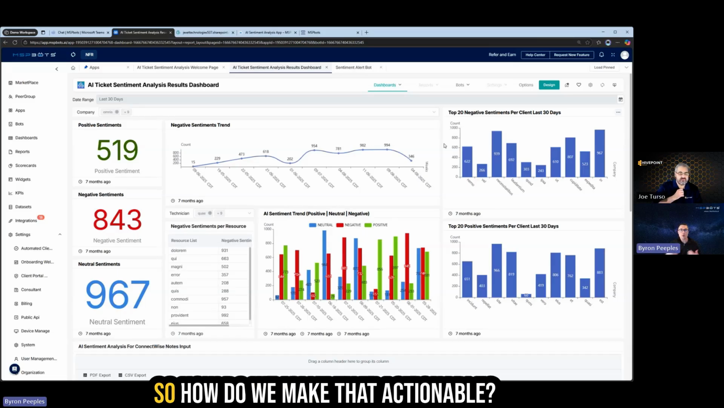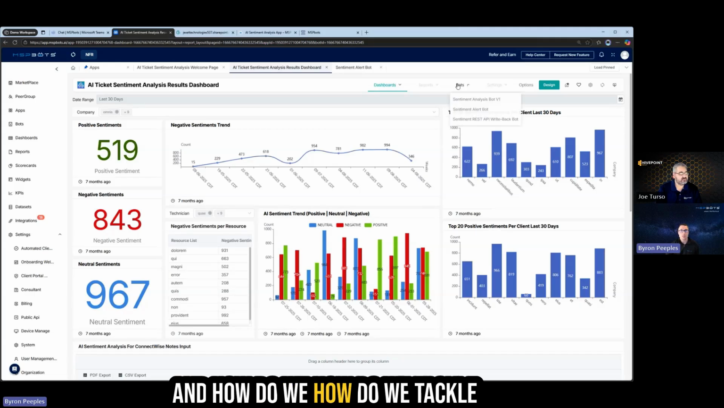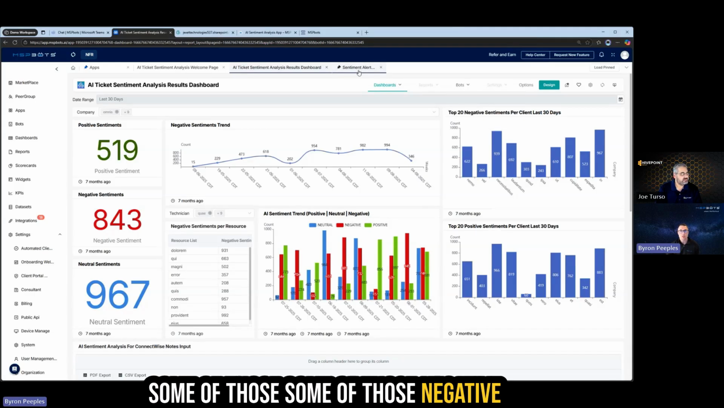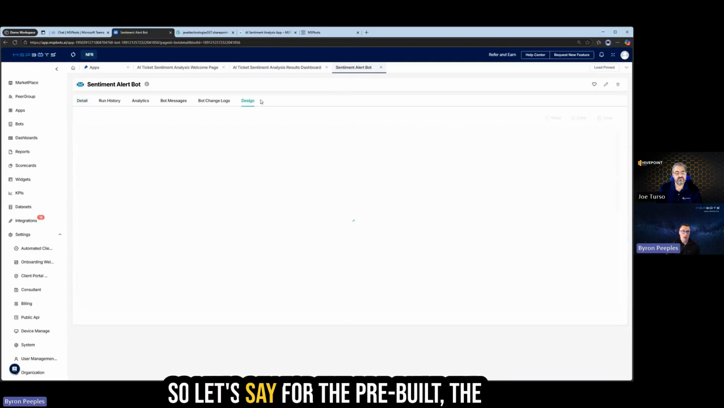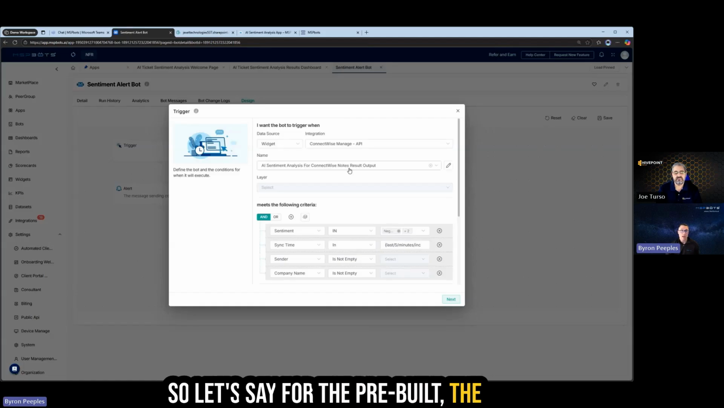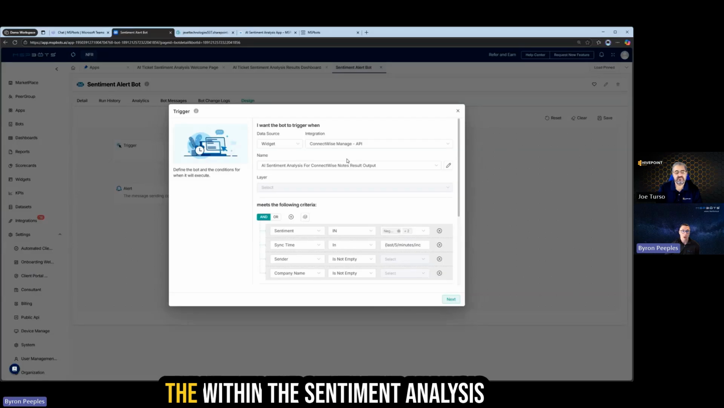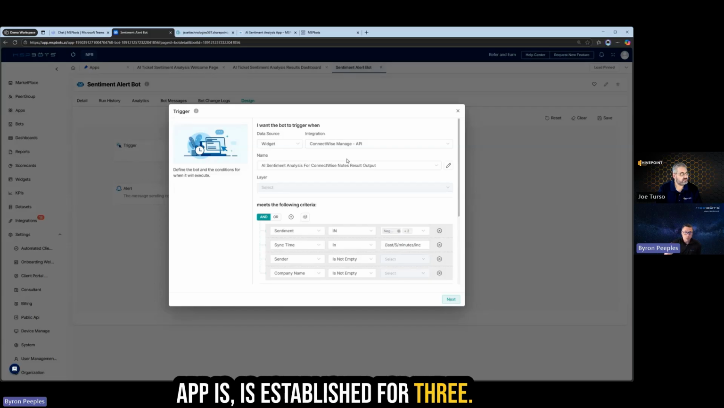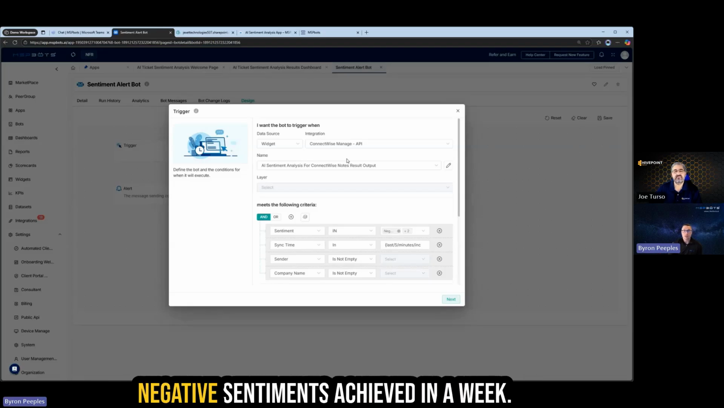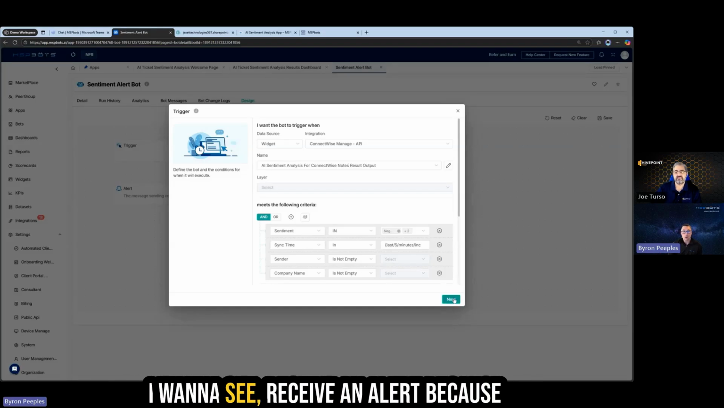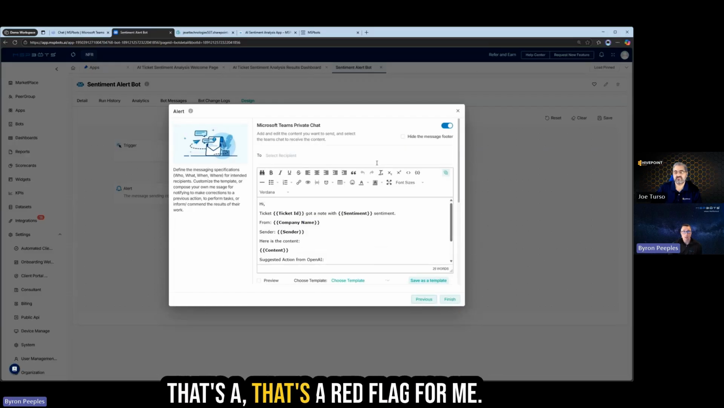We want the motor. So how do we make that actionable, and how do we tackle some of those negative sentiment alerts and real negative sentiments as they happen? That's where the bots come into play. So let's say for the pre-built negative sentiment alert within the sentiment analysis app, it is established for three negative sentiments achieved within a week. So say client A or HivePoint group has 3 negative sentiments in a week. I want to receive an alert because that's a red flag for me.